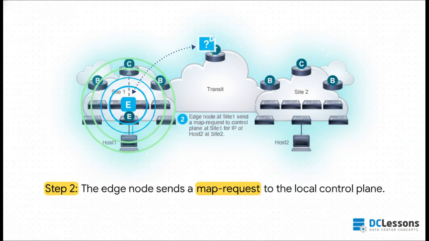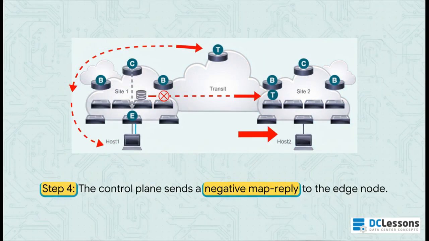It sends out a LISP map request. It's basically asking its local boss, the site's control plane node, hey, you got an address for host 2? The local control plane checks its database and realizes that host 2 isn't registered anywhere inside Site 1. So it sends back what's called a negative map reply. And that reply basically says, look, I don't know exactly where it is, but I know it's not here. So just forward the packet to our exit ramp, the border node.